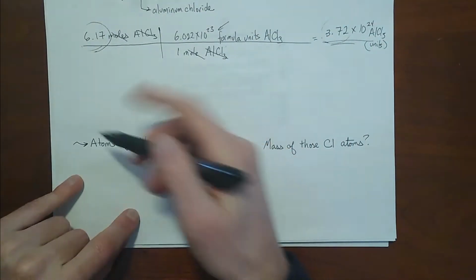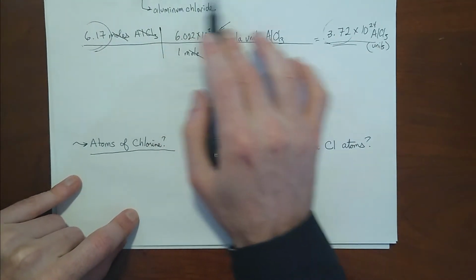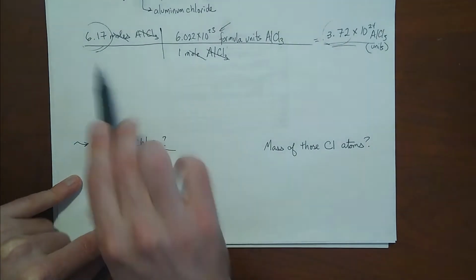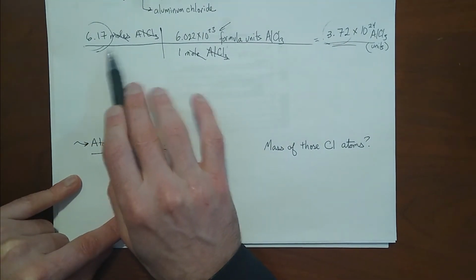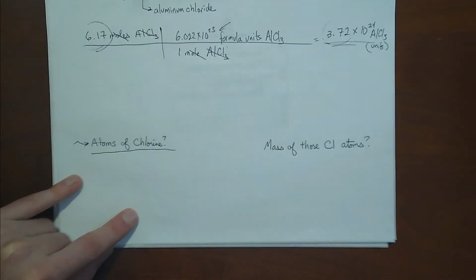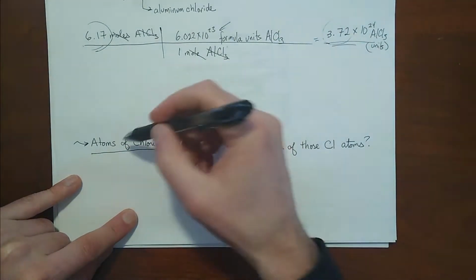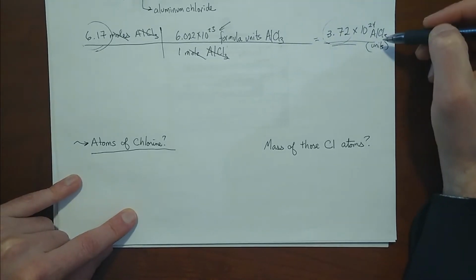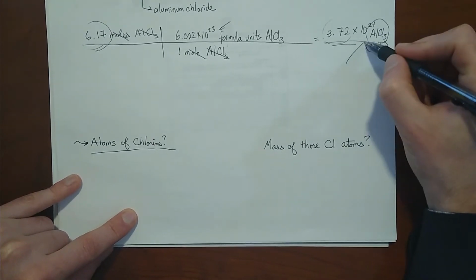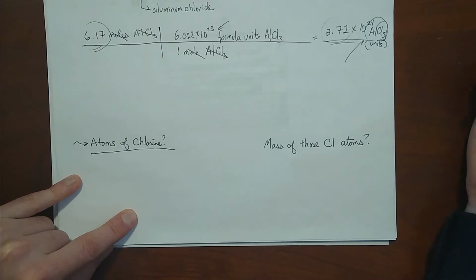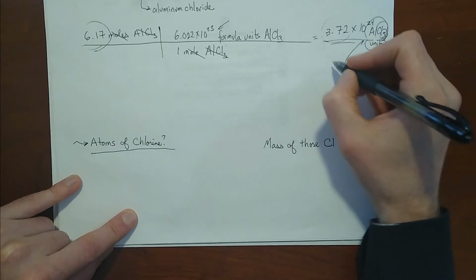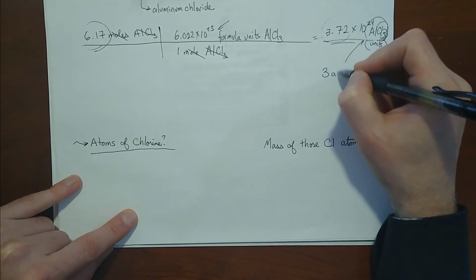So what if the problem asked me, instead of how many formula units of aluminum chloride I have, how many atoms of chlorine there are in 6.17 moles of aluminum chloride? Well, if I continue this, I'm actually going to need a second conversion factor to get a third step. If I think about aluminum chloride, how many chlorine atoms are in each formula unit? Well, there are 3 for each formula unit. So that gives me the conversion factor that I need.